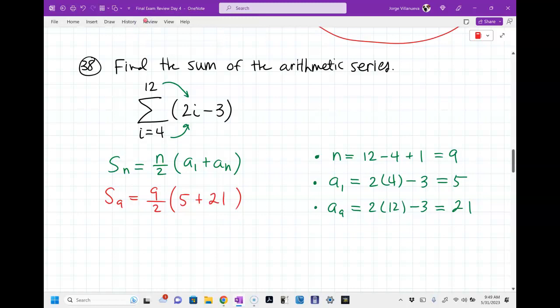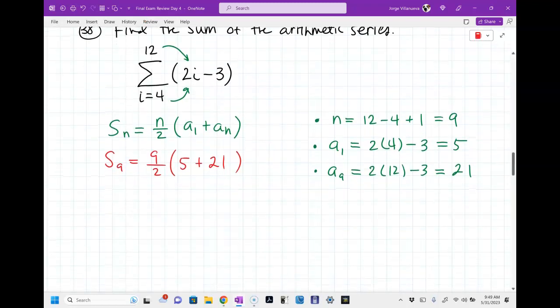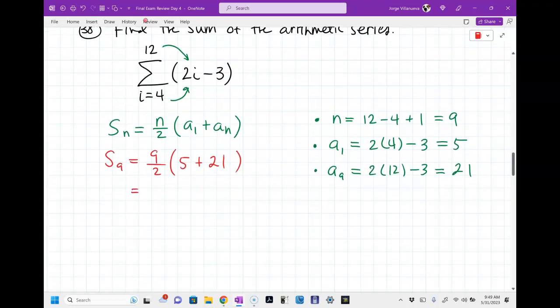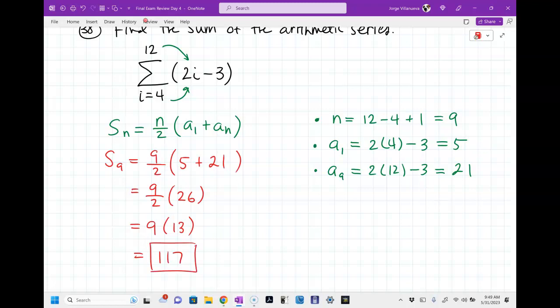Okay, so now I have all the information in there. I just need to add and divide, and let's see what happens. So I get 9 over 2 times 26. 26 divided by 2 is 13, and 9 times 13 is 117. And there's your answer.